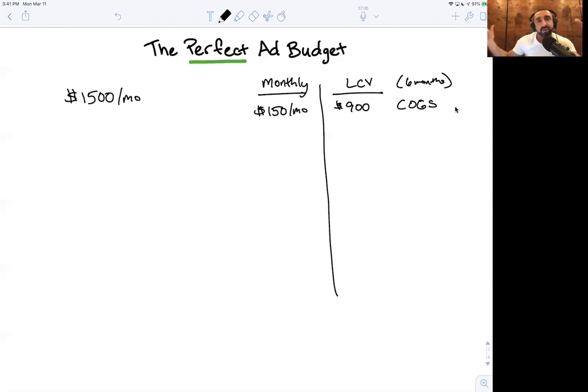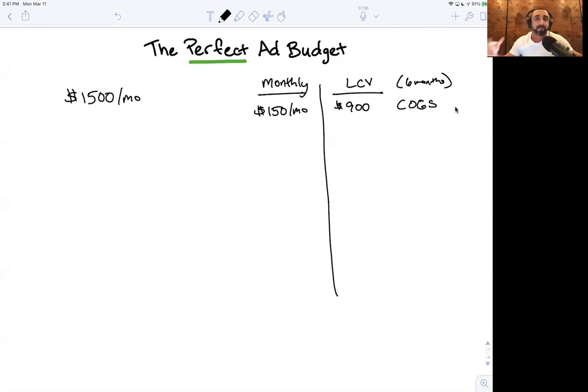Now, if all your other costs are fixed costs, like your rent and your software and all the stuff you have going on, your bills, if that's fixed, meaning if you have 10 customers or 20 customers it's not going to go up or down, don't even factor that in. That's your operating costs, very different. Your COGS are what we're going to talk about.